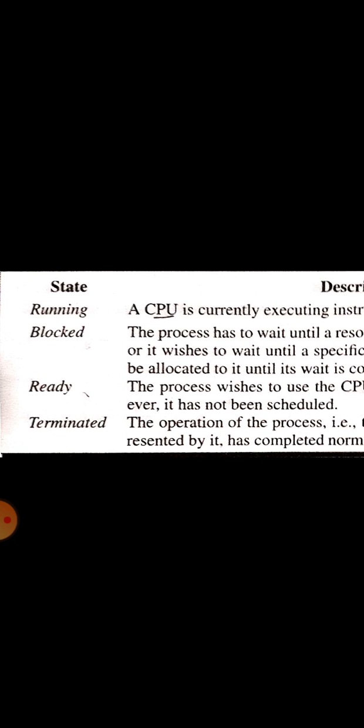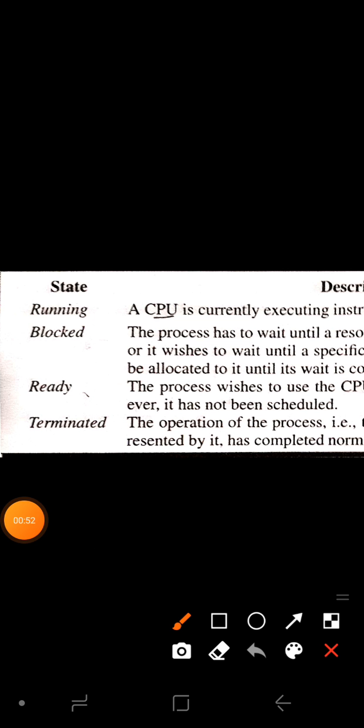Generally, there are four kinds of states. They are running, blocked, ready and terminated. Running is the state when a CPU is currently executing instructions in the process code. Similarly, we have the state blocked. This state occurs when the process has to wait until a resource request made by it is granted, or if it wishes to wait until a specific event occurs.